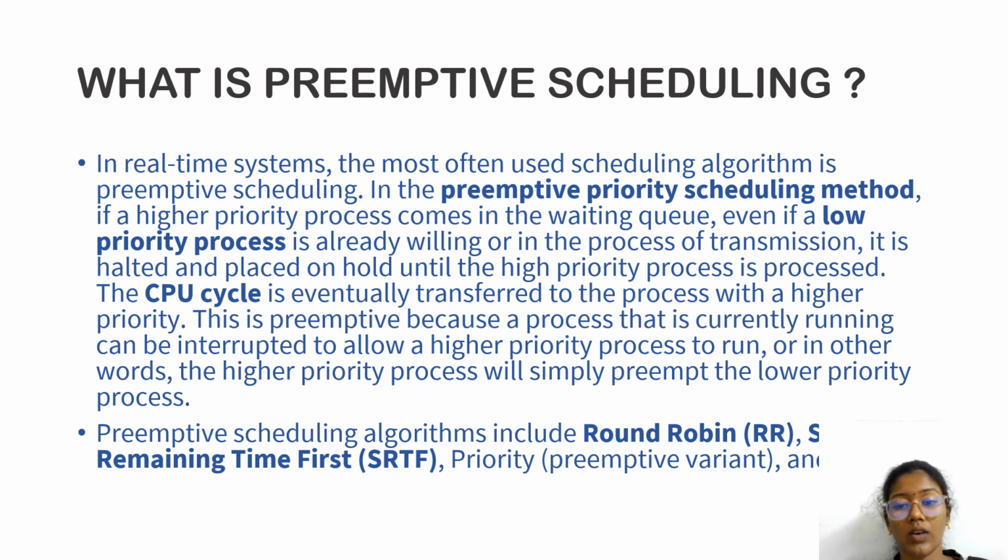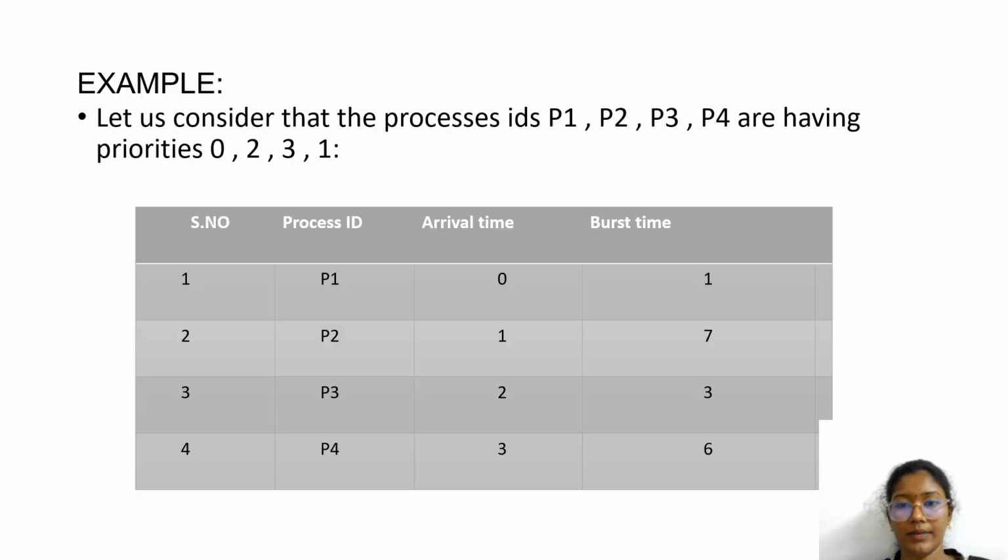This is preemptive because a process that is currently running can be interrupted to allow a high priority process to run. Or in other words, the high priority process will simply preempt the lower priority process. Preemptive scheduling algorithms include round robin, shortest remaining time first, priority, and others.